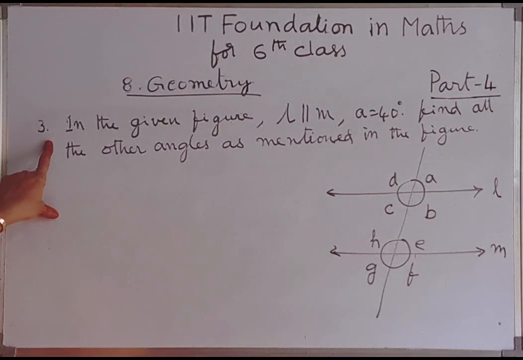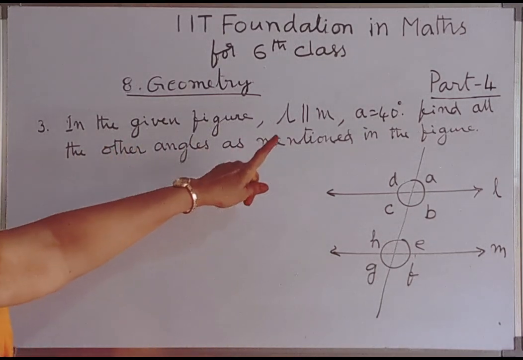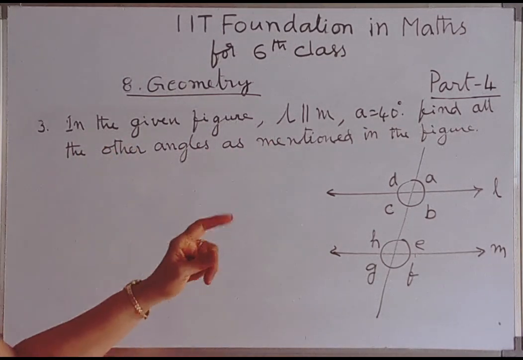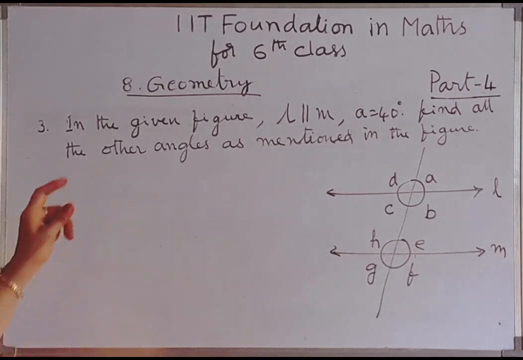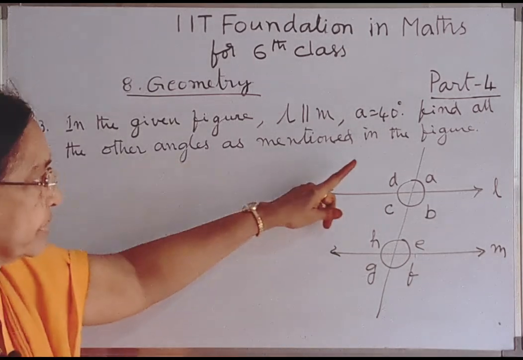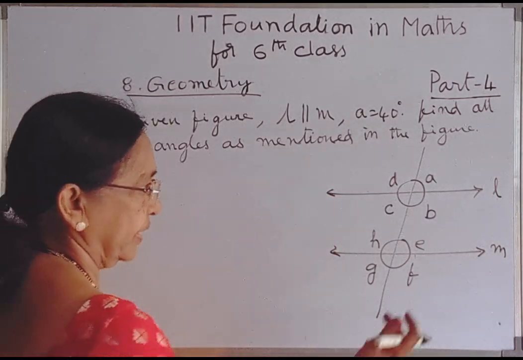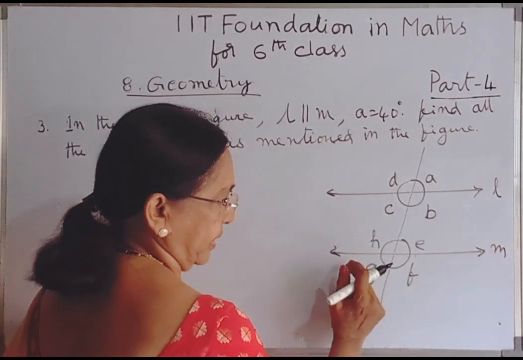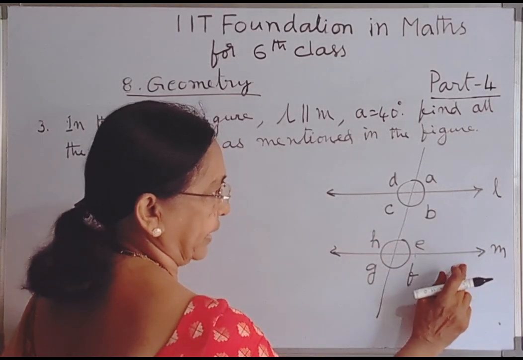Next, third problem. In the given figure, L is parallel to M. Angle A is equal to 40 degrees. Find all the other angles as mentioned in the figure. Here this is the line L, and M. These two are parallel lines.